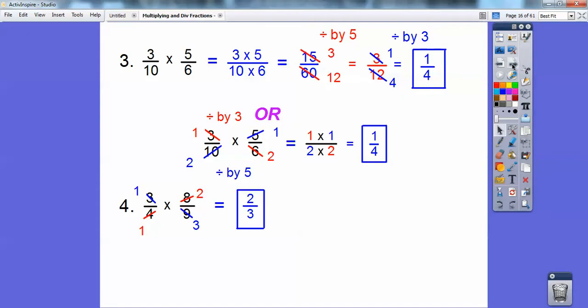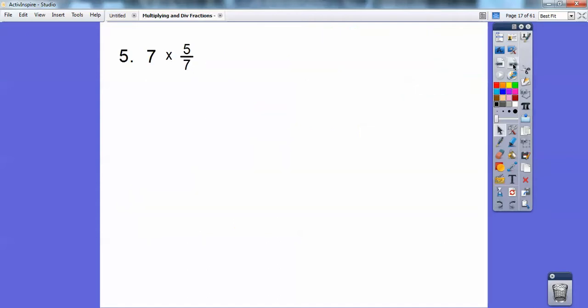Okay? Alright, sometimes you're going to get a whole number times a fraction, and a whole number, remember, is just like it's over 1, you guys. And so now you can go ahead and cross cancel here. These 7s go ahead and cancel each other out to be 1s, and then you're left with 1 times 5 over 1 times 1, which is 5. 5 over 1 is 5. Okay, do that with this one here.